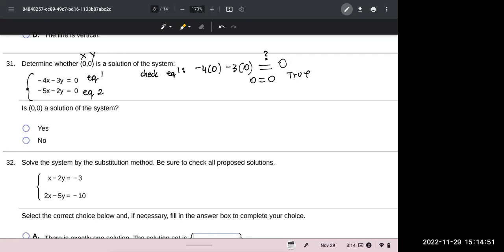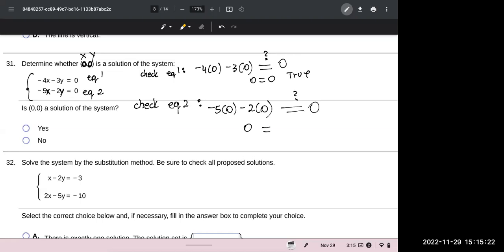So far, I know that (0, 0) is the solution of equation 1. But this point also has to be the solution of equation 2. So I'm going to check equation 2. I will substitute x with 0, the x coordinate of the given point, and y with 0, the y coordinate of the given point. So we have -5 times 0 minus 2 times 0, and I'm checking if that will give me 0.